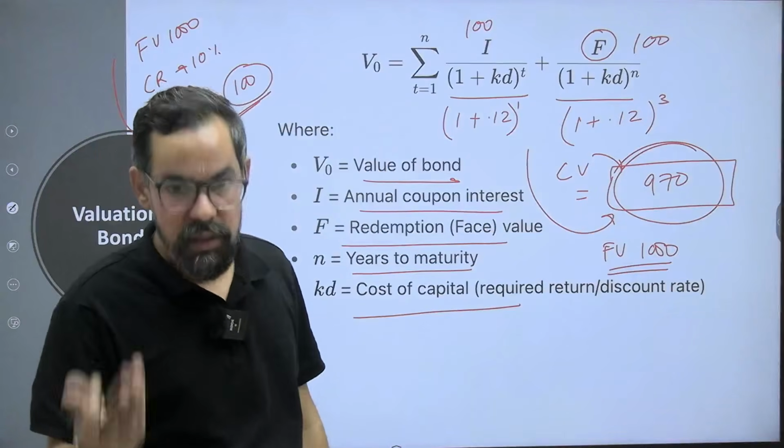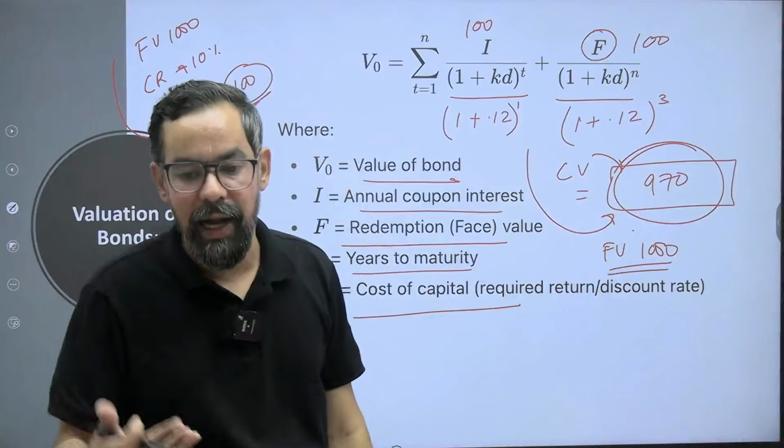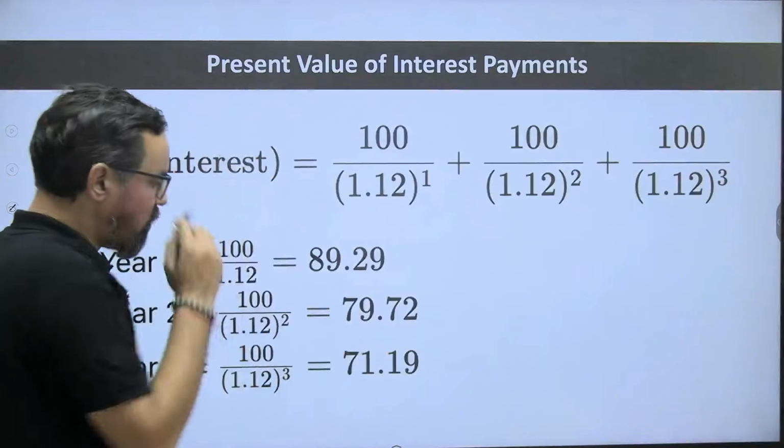Why am I suggesting you to buy? Because at the time of maturity it will become 1,000. So that is the case. Okay? So how you'll do the calculations.